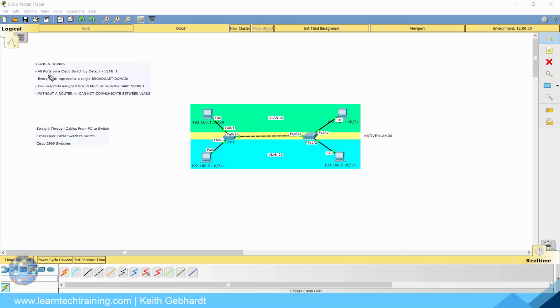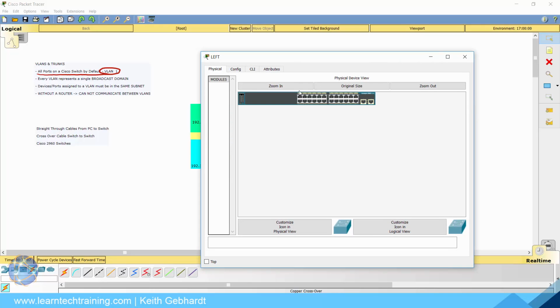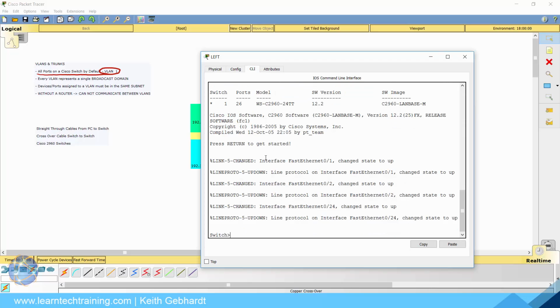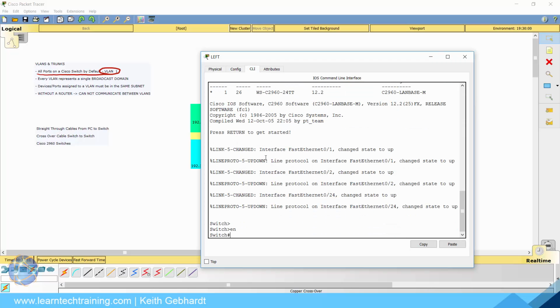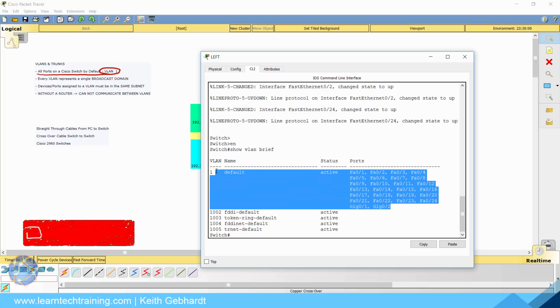So what is a VLAN? Well, it's first important to understand that all ports on a Cisco switch by default are in VLAN 1. And we could actually go ahead and prove this. If I go into the switch, which does not have any configurations on it at this point, go into the CLI, right? Right now I'm in user mode, so I go into enable, and here I am in privilege mode. I could do show VLAN brief, okay? This shows you every single port by default is in that VLAN 1.